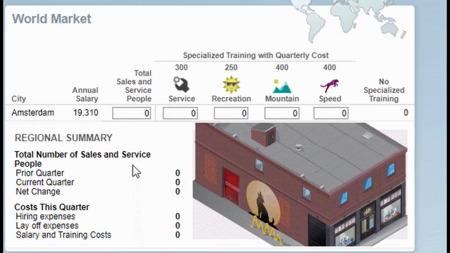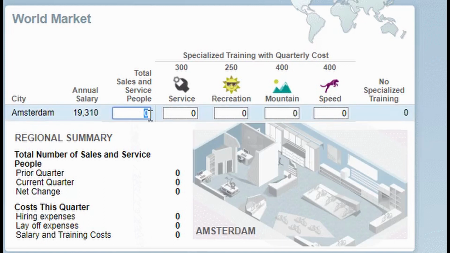You will hire salespeople for your stores. Be aware of the annual compensation per salesperson in each city. You can also train some of your salespeople to focus on a specific segment or service support. The extra training cost is listed in the table.